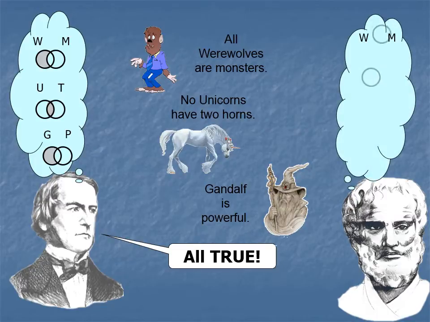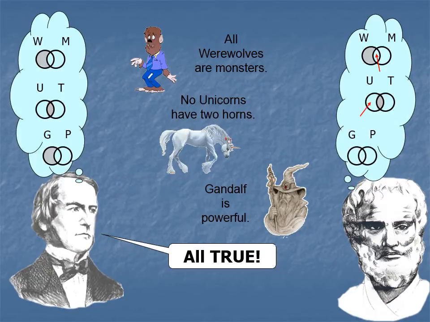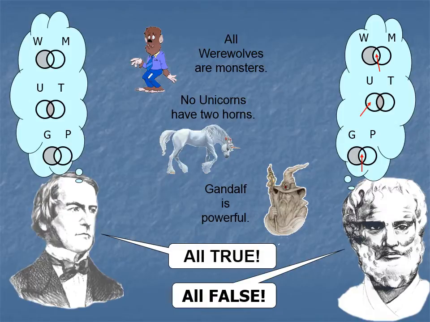Aristotle, by way of contrast, well, he's not going to allow you to have an empty subject class. So if you say all werewolves are monsters, then, well, where do you have to put them? You're going to have to put them right in that middle area. And if you say no unicorns have two horns, Aristotle is going to assume there's something in your unicorn class. I'll make a comment on that in just a moment. But it would have to be over here to the left. And similarly with the Gandalf claim, things work out pretty well the same way. So, Aristotle is not going to let you have an empty subject class to talk about.